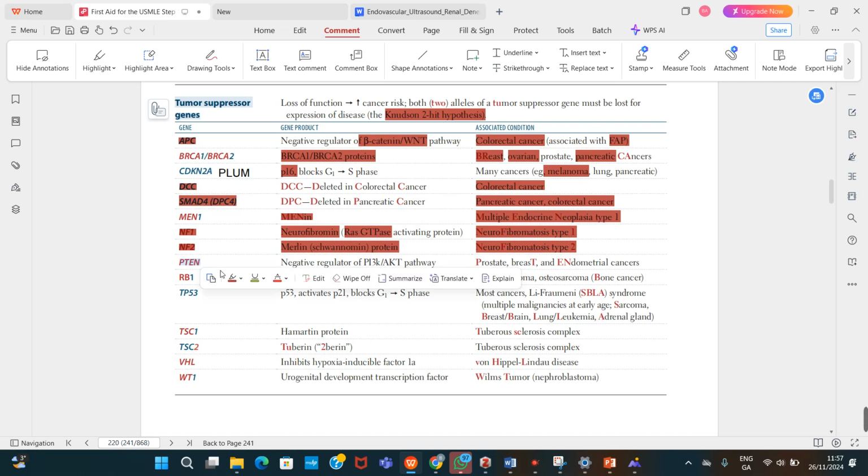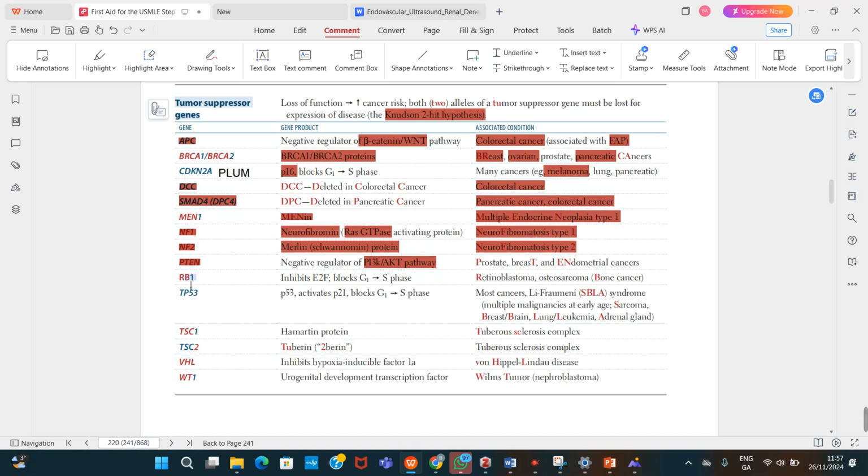So moving on to PTEN. PTEN is a negative regulator of the PI3K-AKT pathway. You don't need to cram all these things. It's just like APC and the WNT pathway. PI3K-AKT is a growth pathway too. So if you take out PTEN, there's nothing to suppress this pathway. There's constitutive activation of this pathway, and there's cancer. So for PTEN, just remember prostate for the P, breast and endometrial. It's not very common, but that's just PTEN.